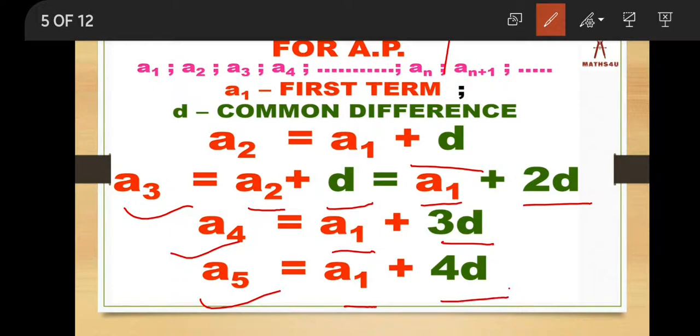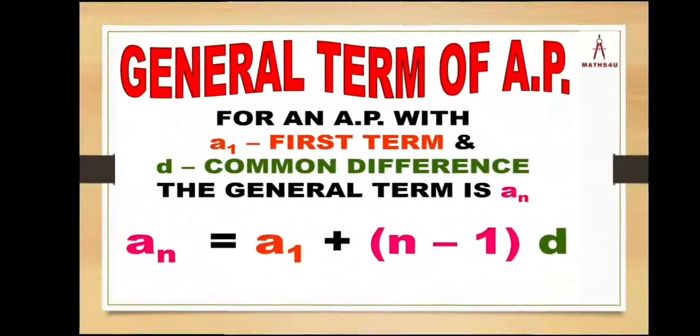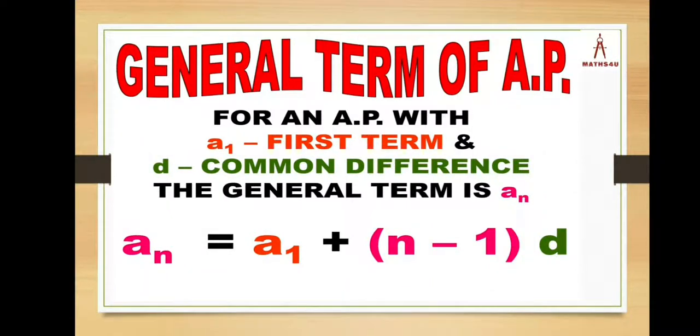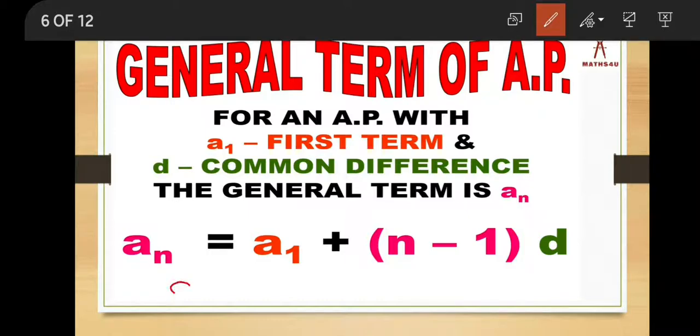Whatever n is given here, the multiple of D is one less than n. So how can we state the general term of an AP? For an AP with A1 as the first term and D the common difference, the general term is An equals A1 plus n minus 1 into D. For example, if I need to find A10, we get A1 plus 10 minus 1 into D, and 10 minus 1 means 9D. Like that you can get it.